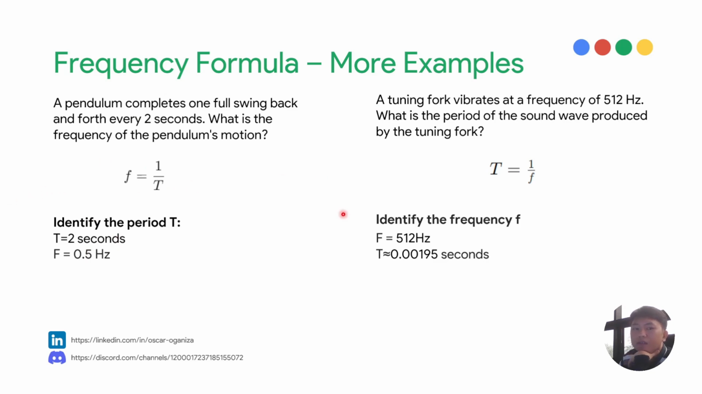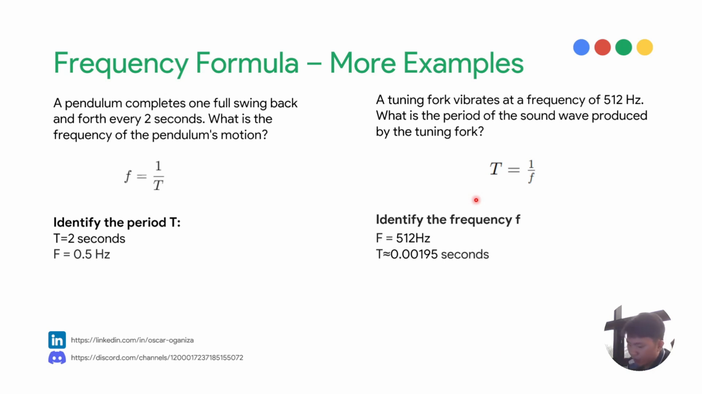And try to compute it so you can see. Okay? A tuning fork vibrates at a frequency of 512 Hz. What is the period of the sound wave produced by the tuning fork? Again, it's just direct substitution. So 1 over 512 Hz.